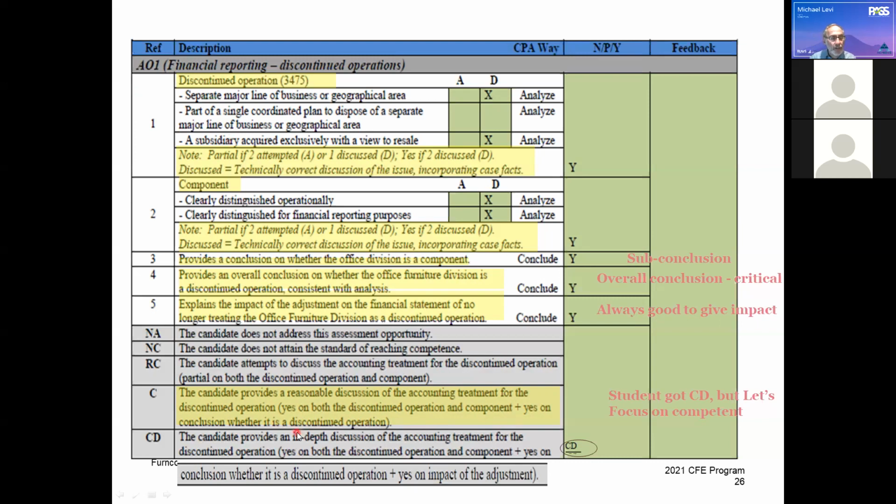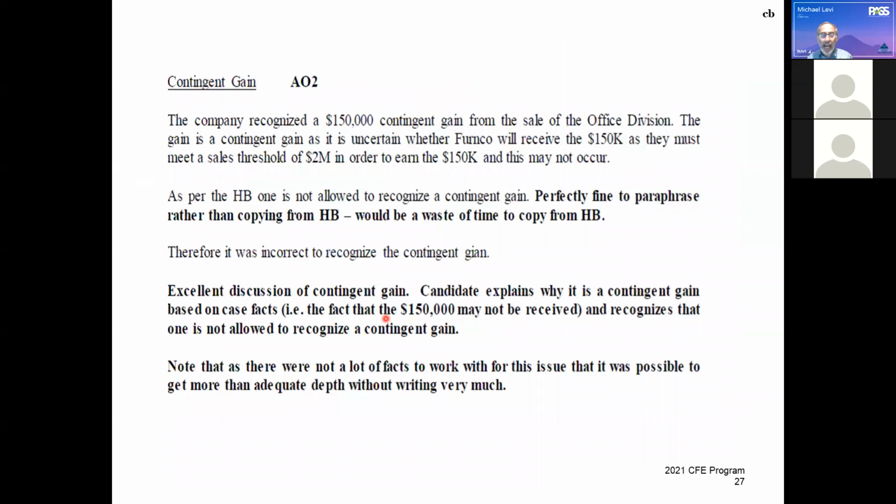And yes on conclusion as to whether it's a discontinued operation. The final conclusion on the issue is always going to be critical for getting competent. You have to come to a conclusion. Is this a discontinued operation or not? Now let's take a look at contingent gain. Any questions, by the way, on the discontinued operation?